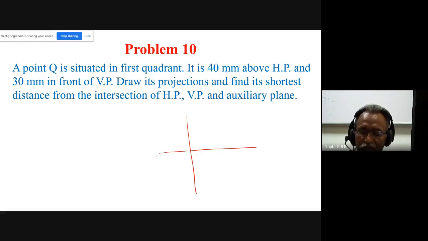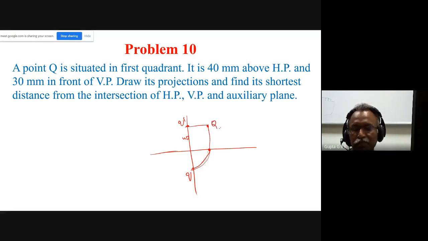It is in the first quadrant, right? Okay, this is given: q dash is 40 above. This is q dash, this is 40. And 30 in front of means it is coming 30 here. This is small q. Actually, how did it come? First quadrant means actually it was here, but now after rotating it came here, right? So the actual physical point Q is here. Am I right? This is the first quadrant. So what is the shortest distance? This is the distance we have to measure.